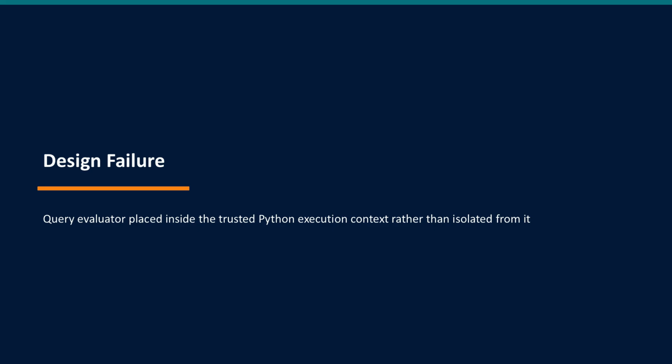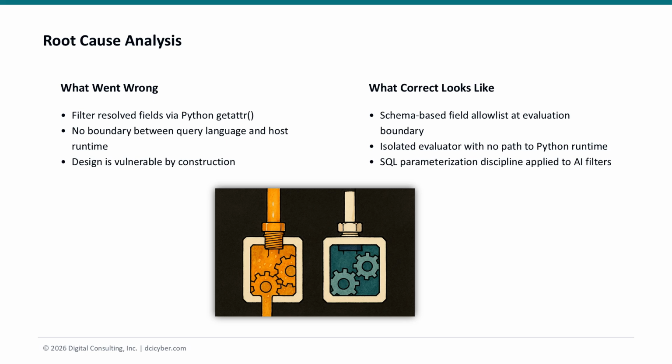Before we get to the mitigations, one more look at the root cause. On the left, what went wrong? The InMemoryVectorStore filter resolved caller-supplied field names through Python's getattr mechanism. There was no boundary between the query language and the host runtime. Contrast this with SQL parameterization, where the query engine parses expressions using its own type system, with no path to the host language. That isolation is the structural guarantee that makes SQL injection impossible within the parameterized boundary. InMemoryVectorStore had no equivalent boundary.